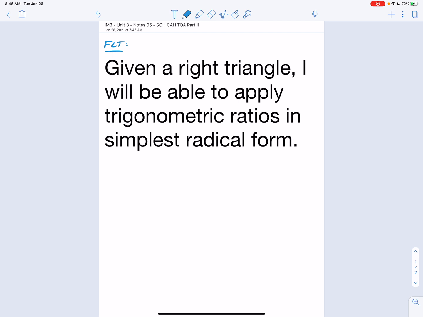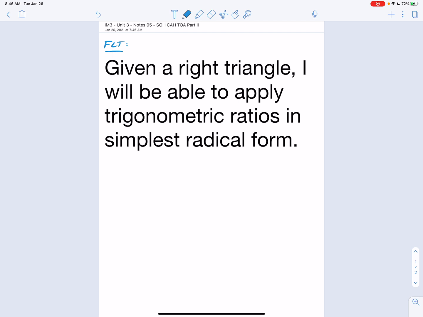So here's your FLT, okay? Given your right triangle, you're going to be able to apply trig ratios in simplest radical form. So it's similar to what you guys did in the last lesson, except there's not a lot of computation. So you won't be needing your calculator for today. You will in future ones, but just keep that in mind, okay?